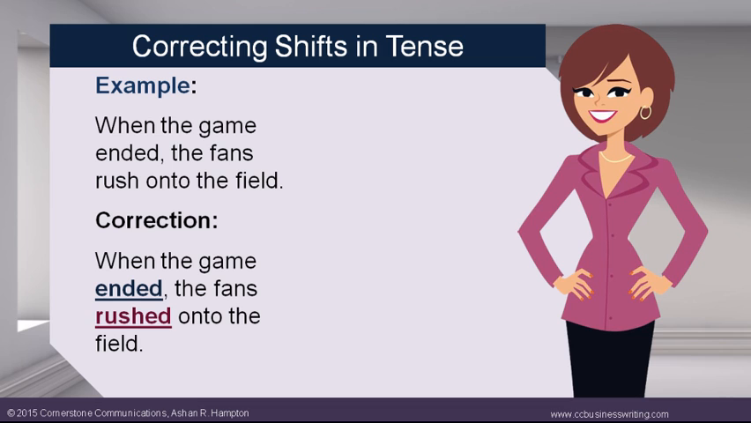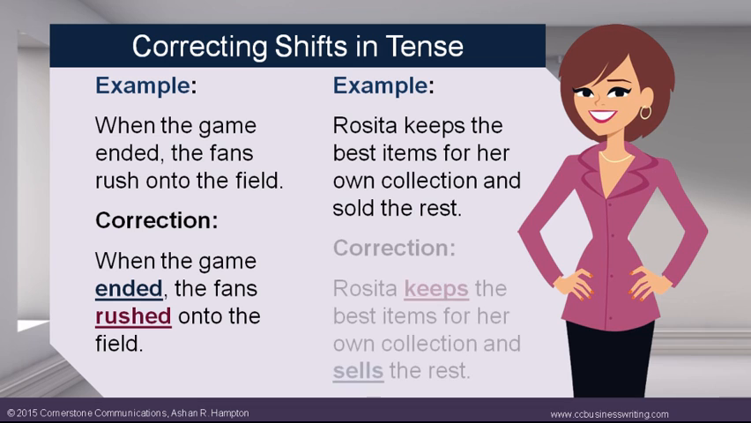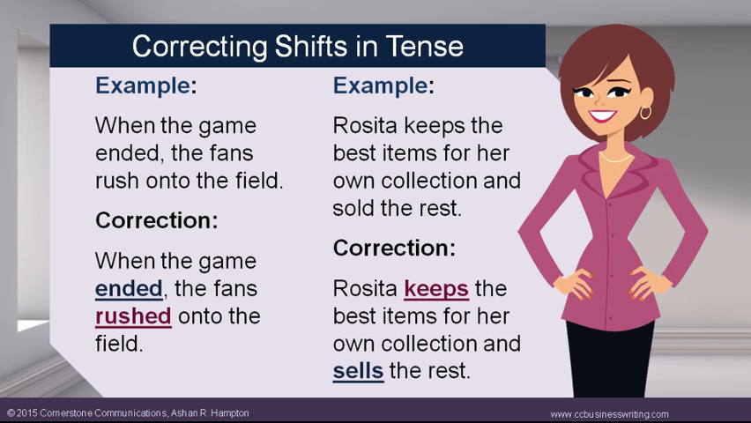That is the correction. Another example, Rosita keeps the best items for her own collection and sold the rest. So, can you see how you might fix the tenses in this example? Yes, Rosita keeps the best items for her own collection and sells the rest. Since the first verb is in the present tense, you will make sells the second verb also in the present tense. So all of your verbs must agree.